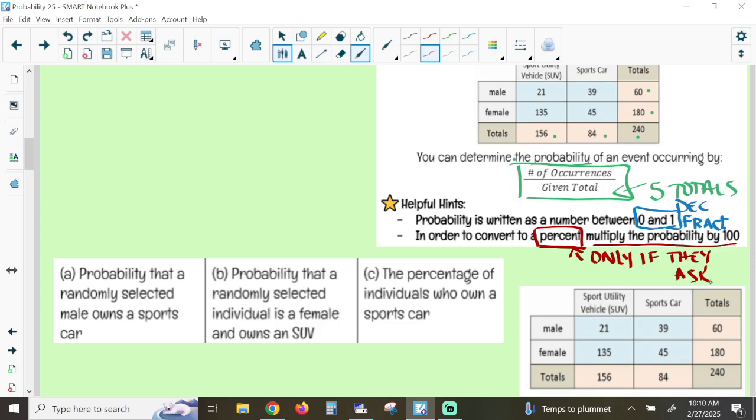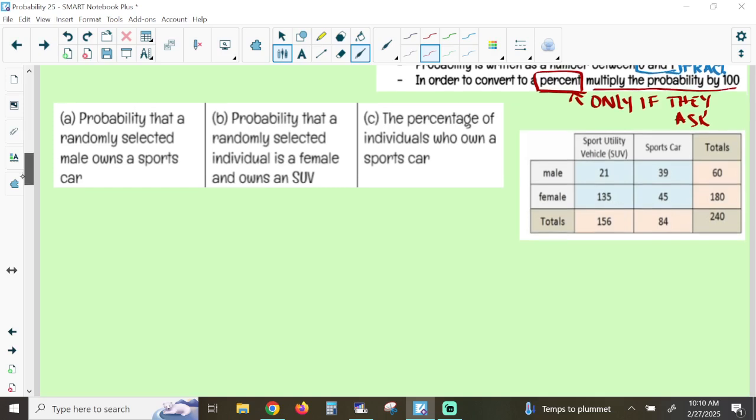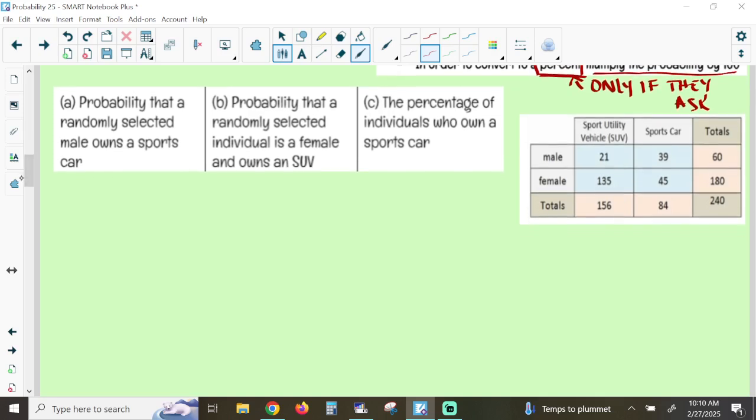Okay, so we're going to use that table, and we're going to do 3 questions about it, and we're going to be super extra in our foldable. These are the 3 questions at the bottom of your foldable. I just pasted this over here so you could see it. So let's pick 3 colors, because we're going to do 3 different questions. What color do we want? Blue? Okay, I'm going to do the first one blue. So I'm going to do A in blue.